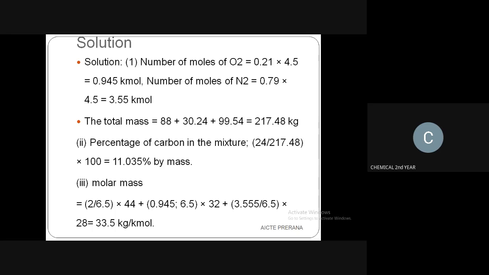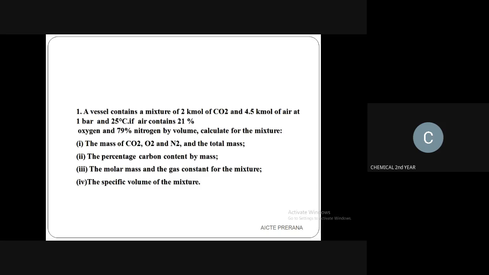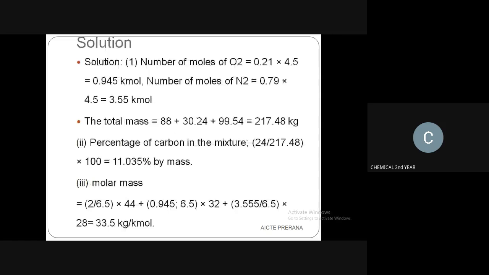So you have found the number of moles of oxygen, carbon dioxide, and nitrogen separately. For the first question they asked, the masses have been calculated, and then we have to find the total mass. The total mass is carbon dioxide plus oxygen plus nitrogen. These three will be added, and we get the bulk amount of mass, that is the total mass.